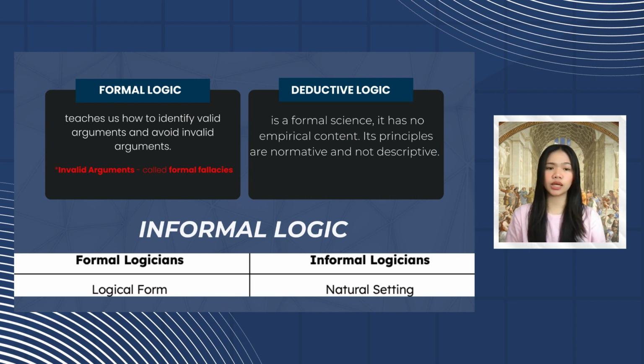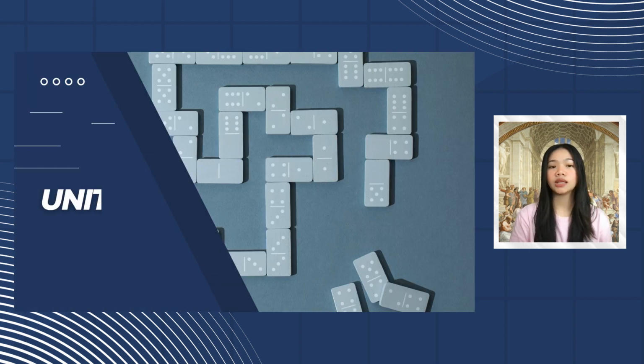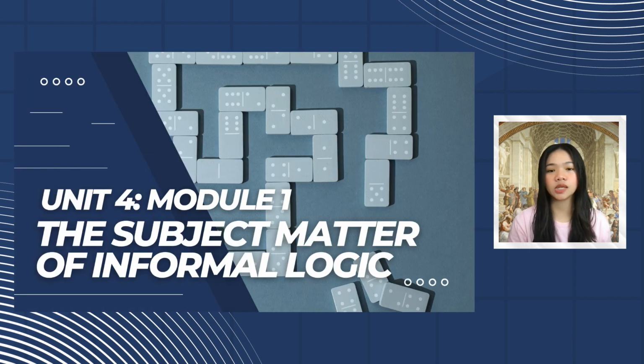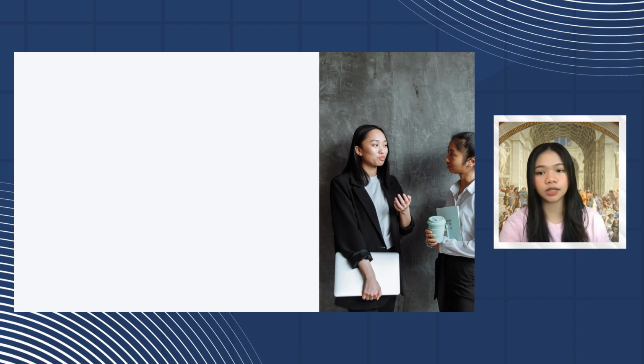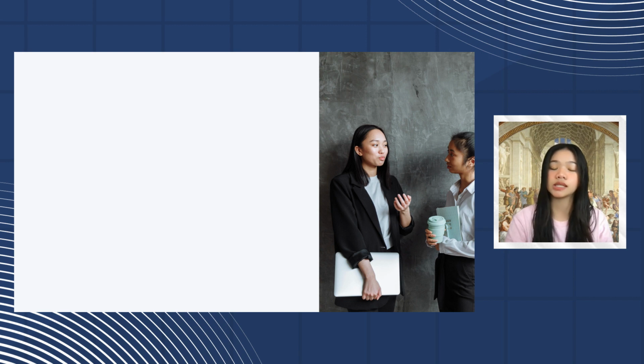Now that we're done with Unit 3 Module 1, let us move on to Unit 4 Module 1, the opposite of our first discussion: the subject matter of informal logic. Contrary to what we discussed about the subject matter of formal logic, we will now discuss the subject matter of informal logic. Unlike formal logicians, informal logicians focus on studying arguments based on their natural setting rather than their logical form. They also study the discarded content of an argument that formal logicians take as an irrelevant part.